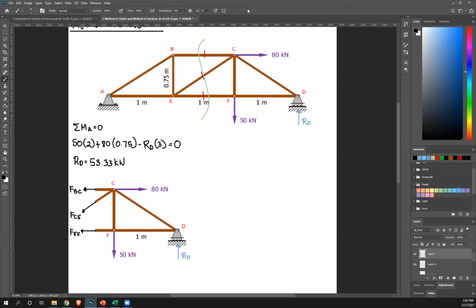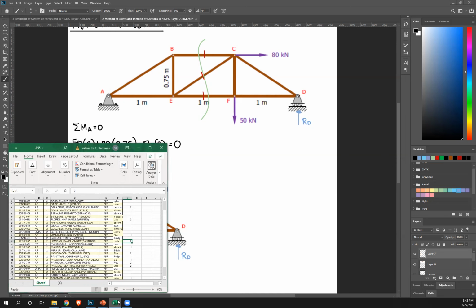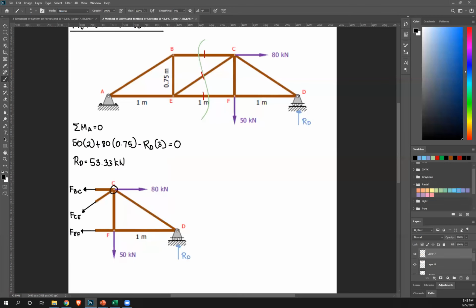Correct, Beatrice and Janelle. It's C, not F. Look at C. FBC and FCE pass through it if you extend their lines of action. So if I take moment at that point, FBC and FCE will cancel out. So let's do that. Summation of moment at C equals 0.